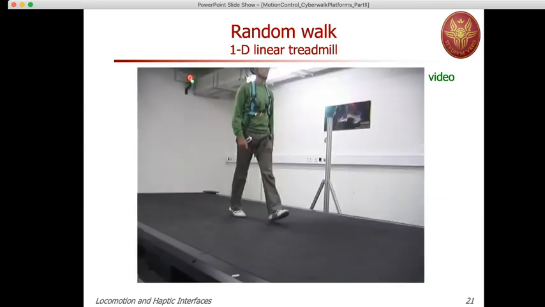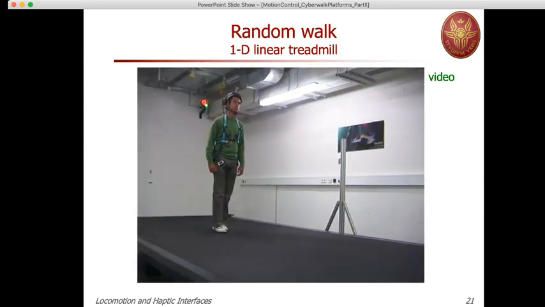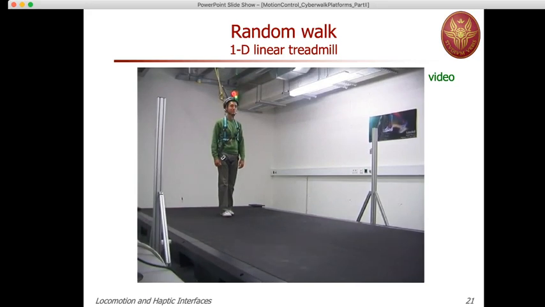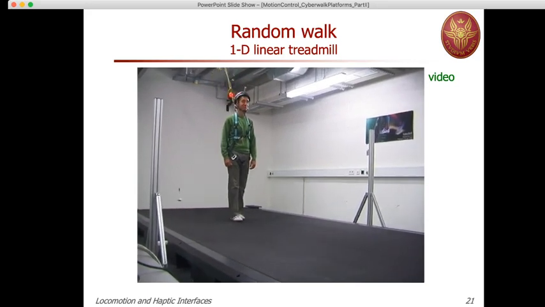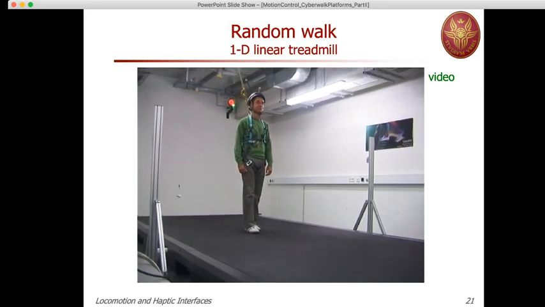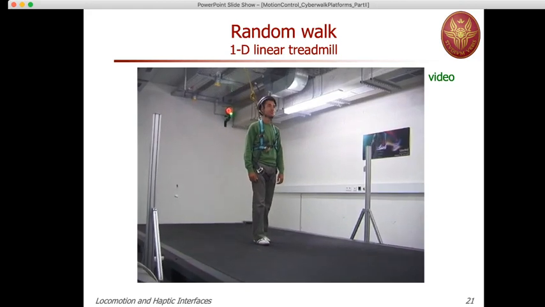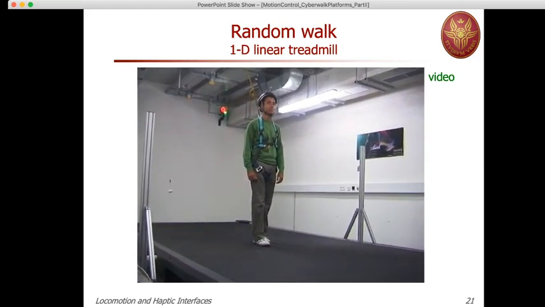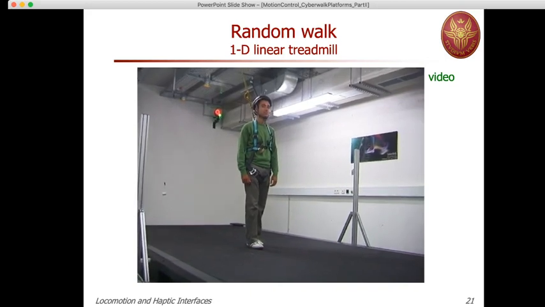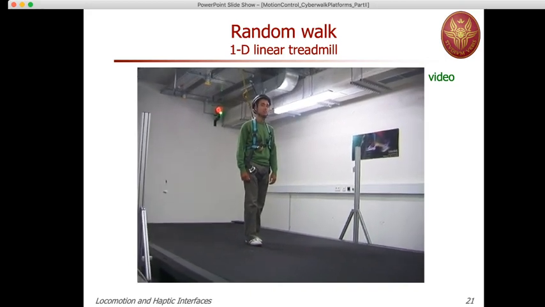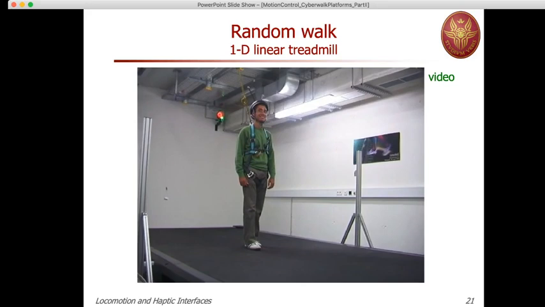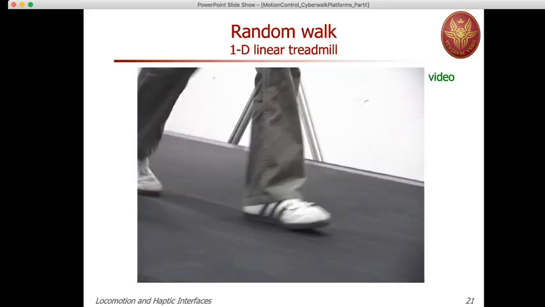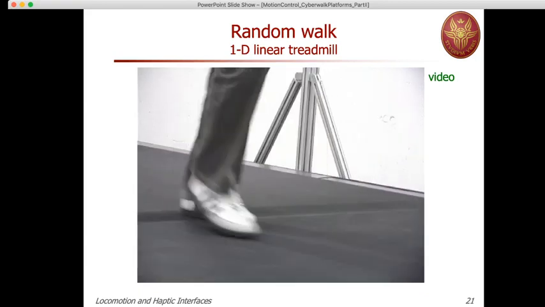Remember, as long as Paolo is walking, now you see that the deceleration was very slow, so we used up almost all the platform. And if we didn't have a reference in front, then we would have needed a larger acceleration in order to stop the treadmill and then recover centering of the user.